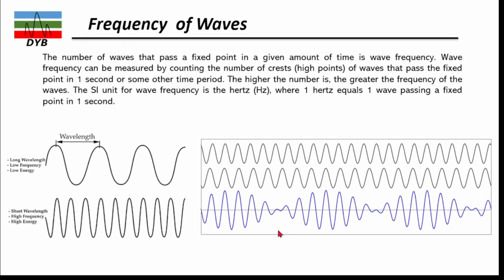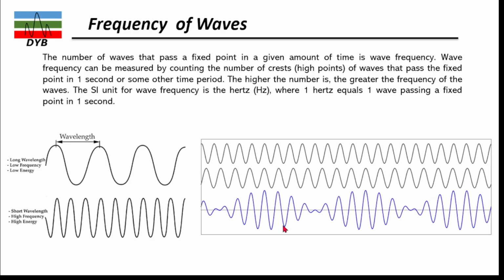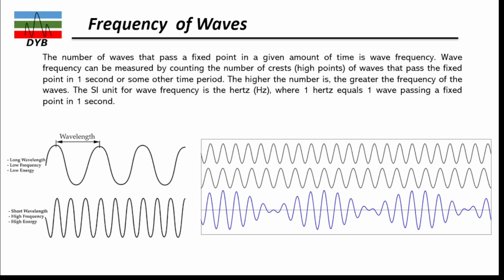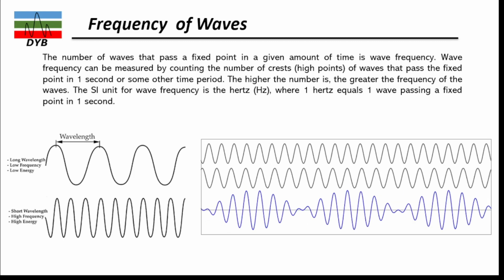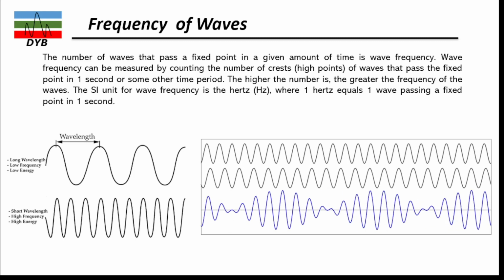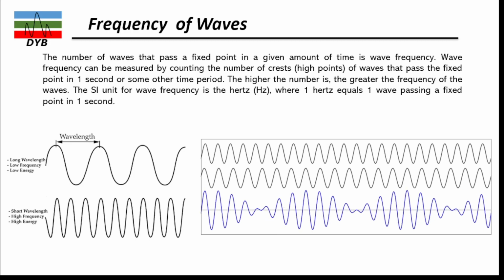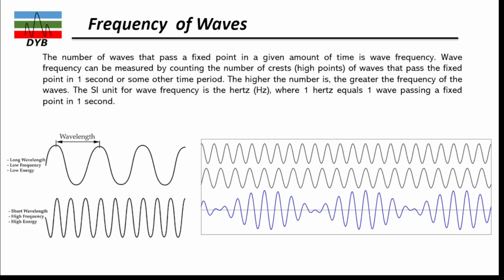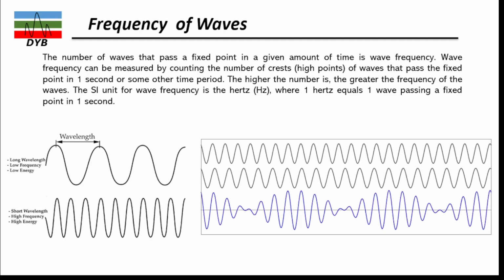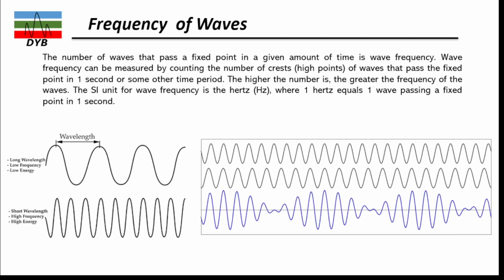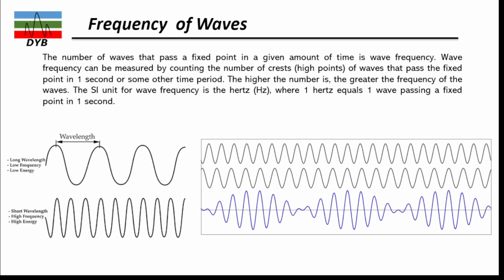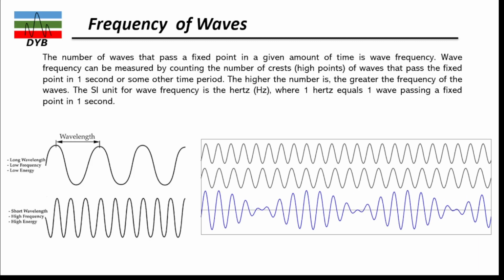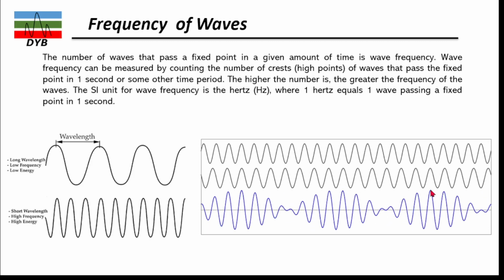So the frequency is another component. The number of waves that pass a fixed point in a given amount of time is called the wave frequency. The wave frequency can be measured by counting the number of crests, like the highest point of the waves, that pass a fixed point in 1 second or some other time period. Let's say you are given 10 seconds, then you can divide by the 10 seconds rather than 1 second.